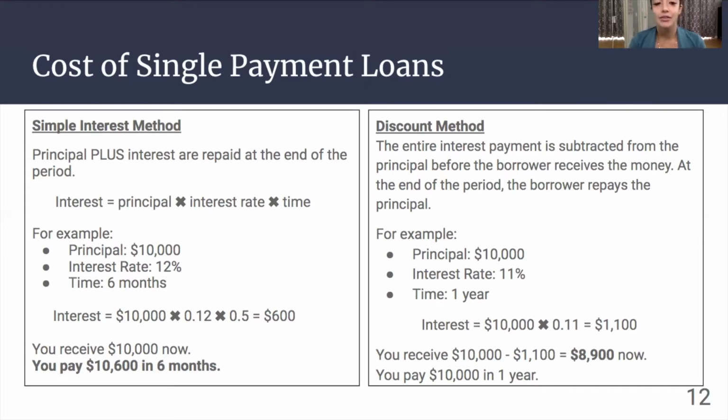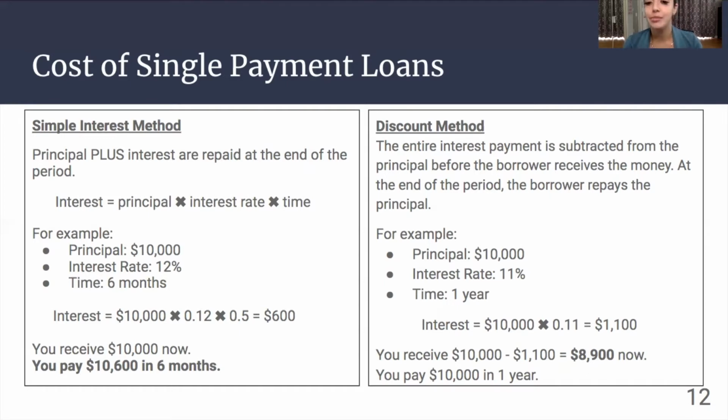interest. For the simple interest method, you will receive $10,000 now and then in 6 months, when your loan is due, you are going to pay $10,000 plus your $600 in interest, coming out to a total of $10,600. For the discount method, it works a little bit differently. You calculate your interest the same way, but that interest is going to be taken out of your principal and you are going to receive a lesser amount right now.